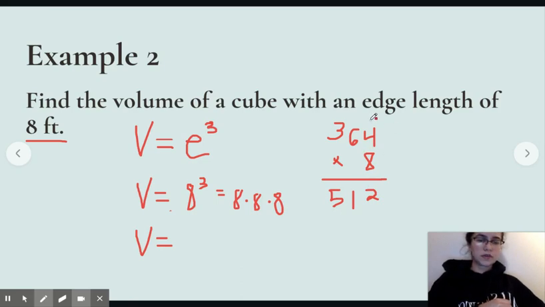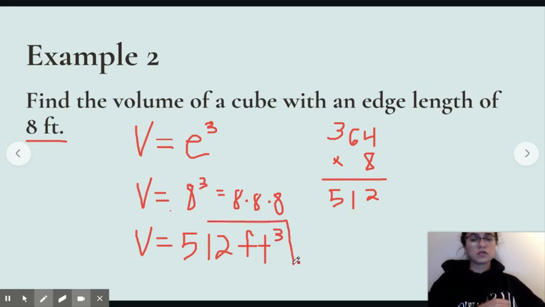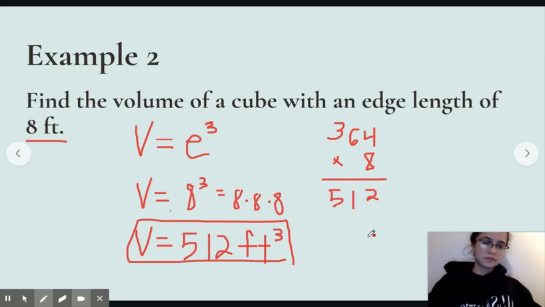Now, hopefully you guys got the same answer. Let me just check my math really quick. 32, 48, 51. Yeah, 512 what? If we're dealing with feet, is that my final answer? No, because volume is in 3 dimensions, so I need cubed, to the 3rd. Okay? All right, next one.